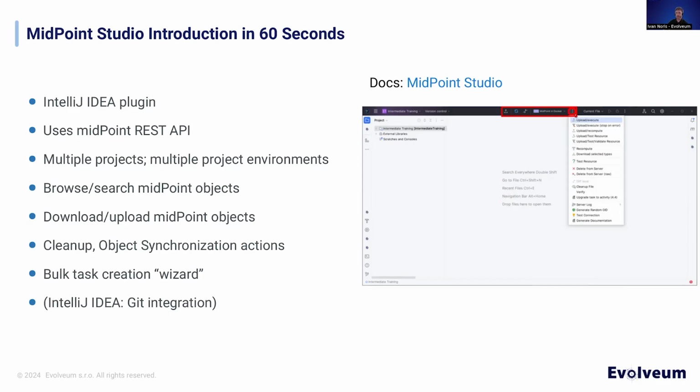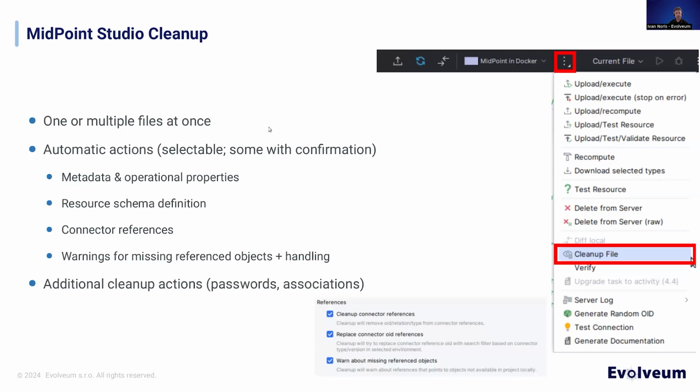So that's provided there. All right, so let's introduce MidPoint Studio Cleanup, because this is new. Or there was cleanup before, but it is something completely new. Using the cleanup, you can clean either one or multiple files at once, even directories, and there could be automatic actions or there could be additional cleanup actions. The automatic actions are selectable. This is a piece of configuration of Studio. Some of these actions are with confirmation.